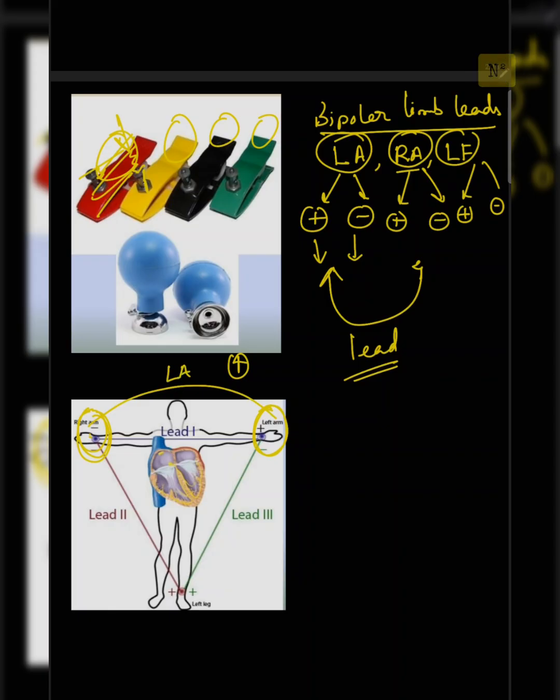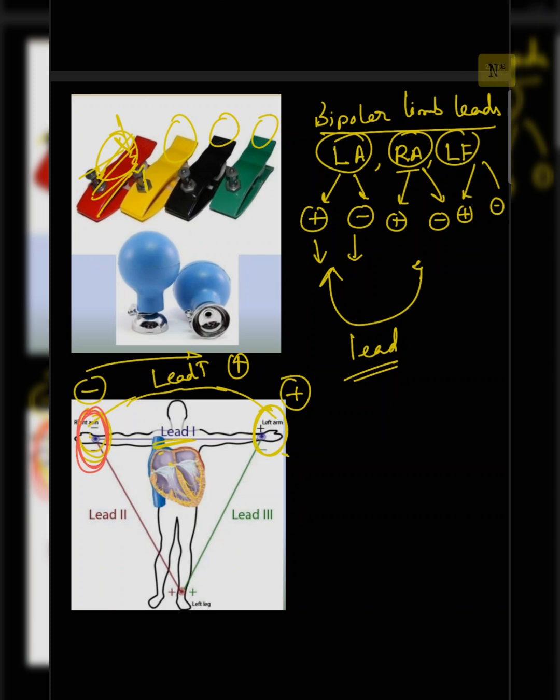Whatever volt it detects is called the lead 1 volt. So this is called the lead 1 volt. In this particular connection, the red one is connected to the right arm. So when you are using these two clips together, it gives you the lead 1 volt. In this case the right arm acts as the negative terminal and the left arm acts as the positive terminal, so the current flows from the negative to the positive pole.